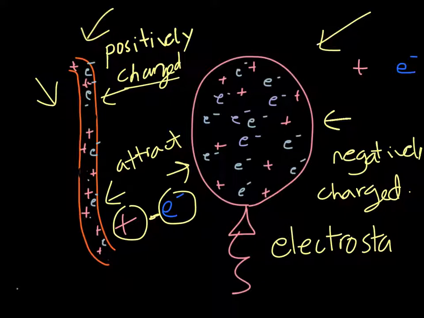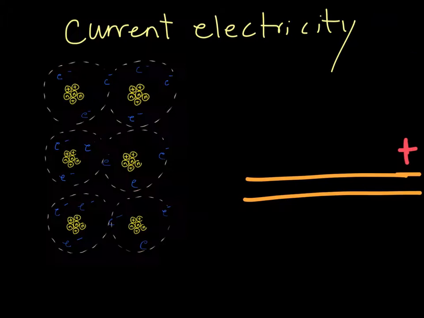Electrostatic charge. Because you'll notice that no electrons are flowing. Yes, they were moved off, but they're not flowing like in a current, which is the other kind of electricity. Current electricity is a little bit different. It still involves electrons though, but this time we have to get the electrons to move along a wire.